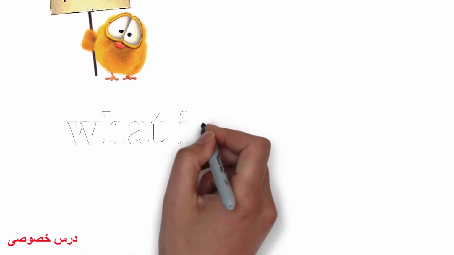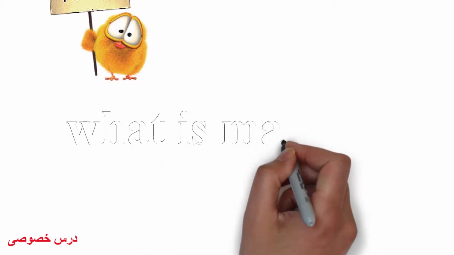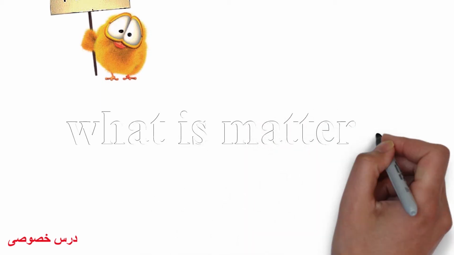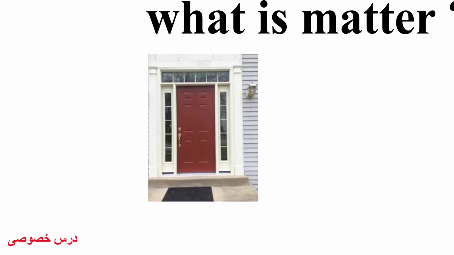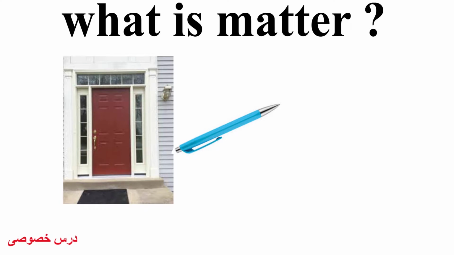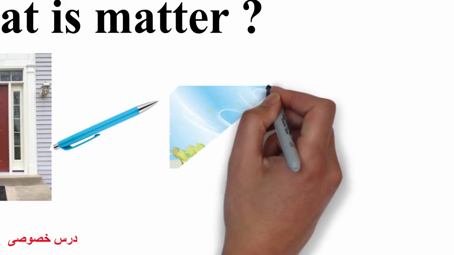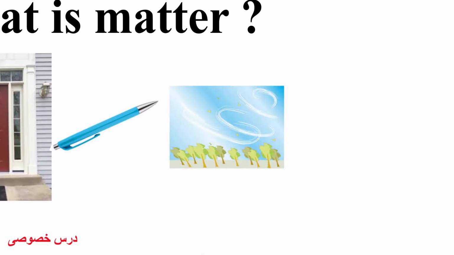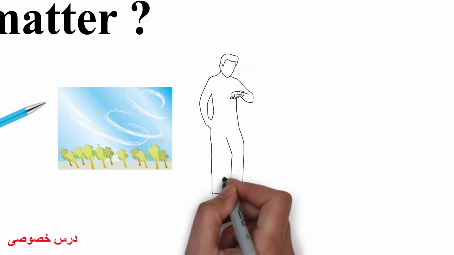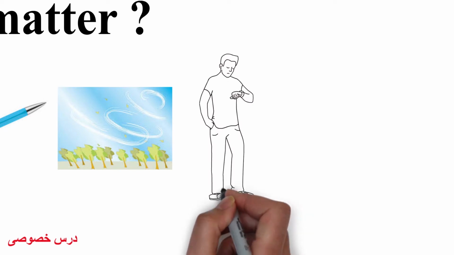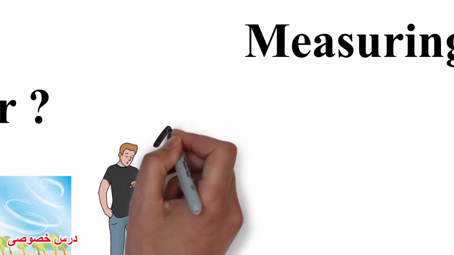First we should know the meaning of matter. What is matter? Anything around us is called matter. The door, the table, the pen, also the air are called matter. Do you know that you are matter? Yes, of course. Why? Because all things have mass and volume.